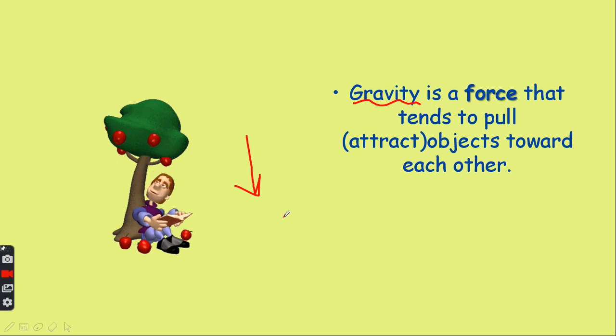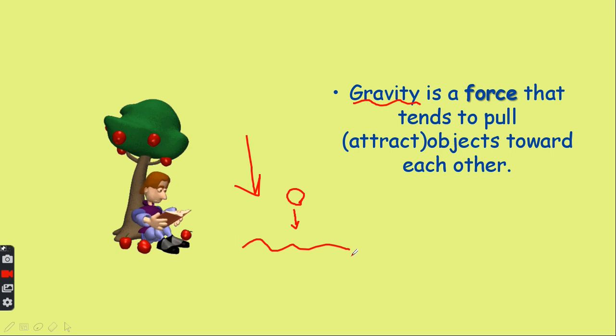Well, actually, in the past, they thought only the earth attracts things, and that is true. If you have a ball, for example, and when you free the ball from your hands, what will happen? It will be pulled down because the earth has gravity force. It will pull the ball down.